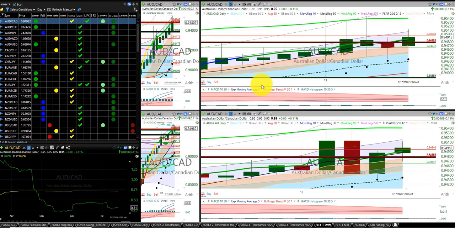Hello, this is the weekend review for the 21 Forex currencies in the week ending 17 July, and I'd like to start off with the Aussie Dollar, Canadian Dollar. But first, what I'd like to do is orient you to the four charts.